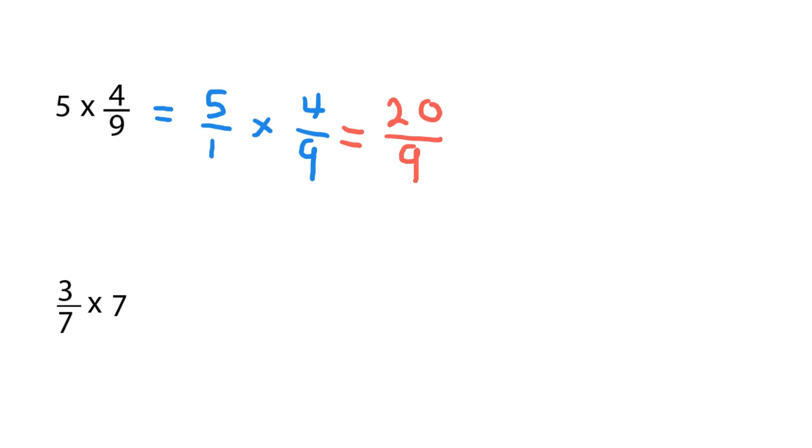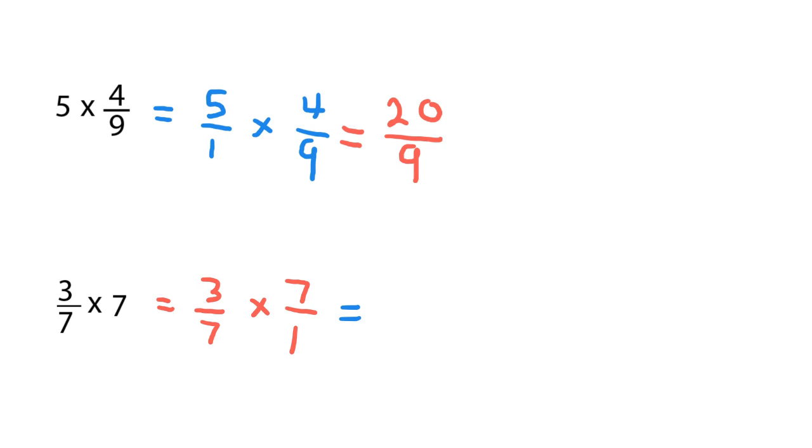You'll notice for the next one that the order is reversed. The fraction comes first and the whole number comes second. It does not change the process in how you answer this question. I'm still going to rewrite this, and I'm going to leave the fraction as it is, and I'm going to write the whole number with a denominator of 1, and then I'm going to multiply.